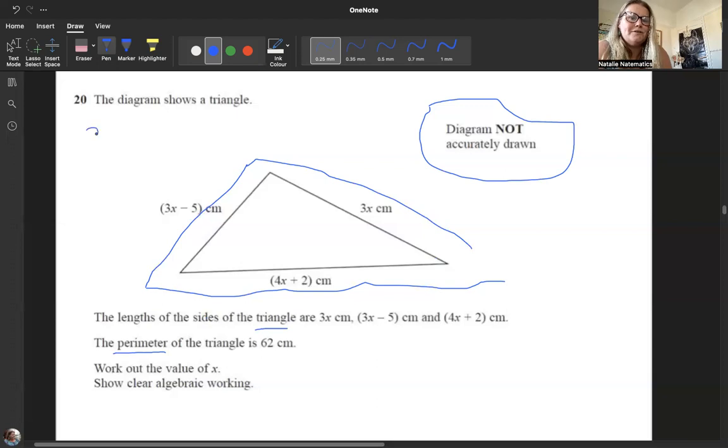So I know that first length, 3x, and then I'm going to add on the next one, which is plus, in brackets, 3x minus 5. Someone said to me, I think it might be Matt actually, but why do we put it in brackets? I said, because it's the whole thing. 3x minus 5 is a number. It's not just 3x and then we're going to take 5 away, even though that's effectively what we're doing. It's a number. And then we are going to add to it the other one down the bottom, so 4x plus 2.